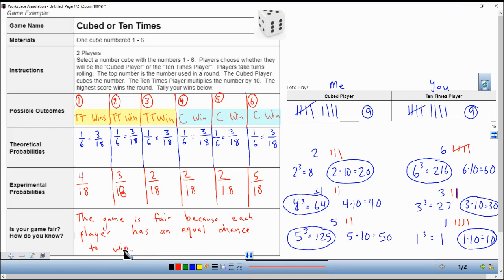So let's say for whatever reason, the game was set up and the 10 times player won 4 out of 6 times and the cube player won only 2 out of 6. That would be unfair because the 10 times player had 4 chances to win where the cube player only had 2. This is evenly split, so this game would be fair.